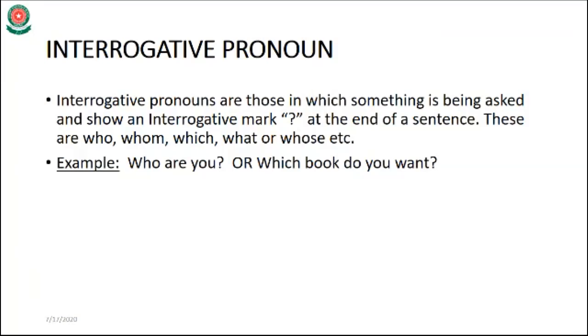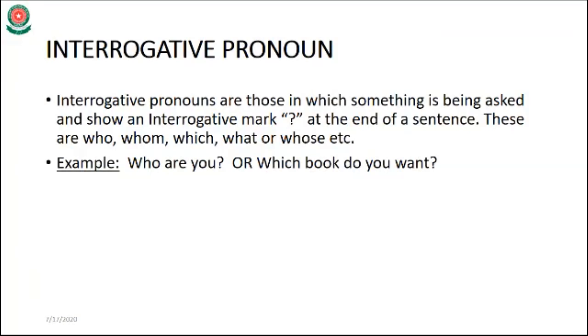In an interrogative sentence, any type of question is being asked, or it must have an interrogative mark. The interrogative mark means question mark. In daily life you can use the word question mark, but in grammar we say interrogative mark. We use an interrogative mark or question mark at the end of a sentence.